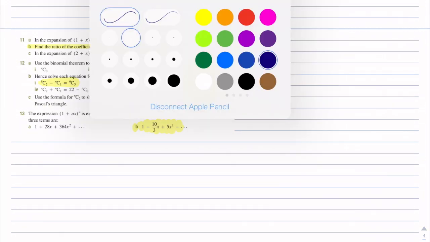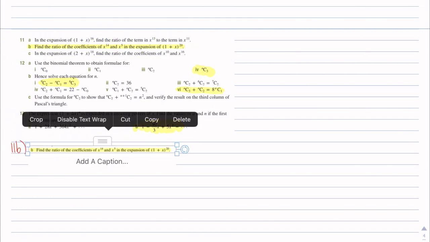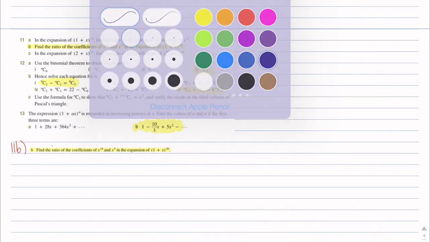All right, let's have a go at 11b. Let me grab the question. Now this one's saying to find the ratio of the coefficient of x to the 14 and x to the 5 in (1 plus x) to the 20.